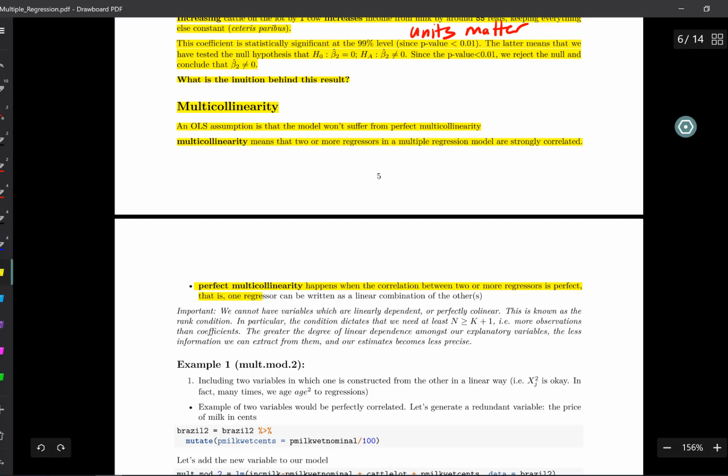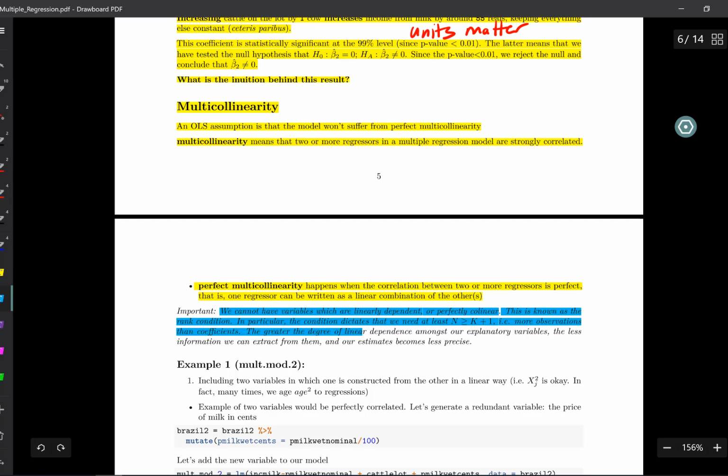That is, one regressor can be written as a linear combination of the others. Importantly, I want to emphasize that we cannot have variables which are linearly dependent or perfectly collinear in our models. This is known as a rank condition, and in particular, the condition dictates that we need at least n number of observations that is higher than k plus 1. In other words, we have more observations than coefficients.